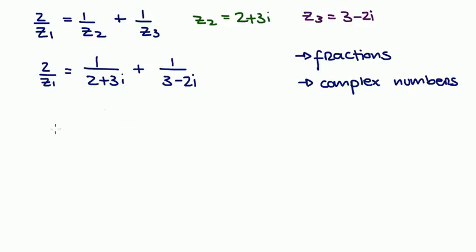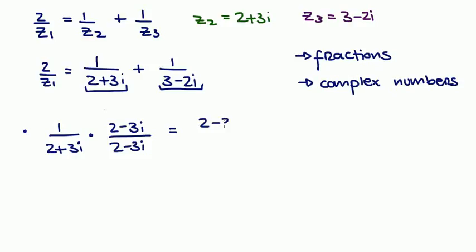There's a few different ways to approach this question. One way is you can just take each of these one at a time. So I'm going to do it that way first of all. If I have 1 over 2 plus 3i, we know that when we're dividing by complex numbers, we multiply above and below by the conjugate of the number on the bottom. So that's going to be multiplying above and below by 2 minus 3i.